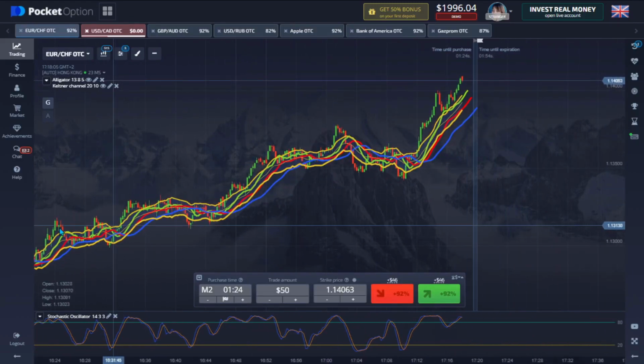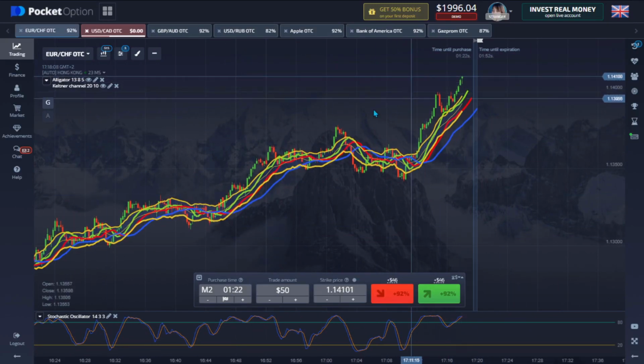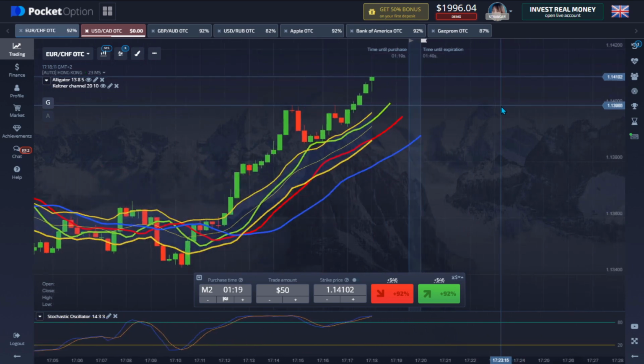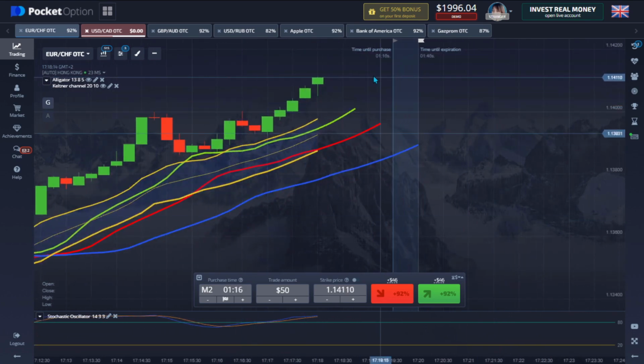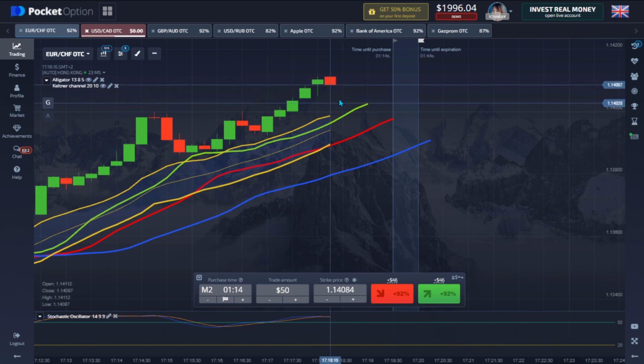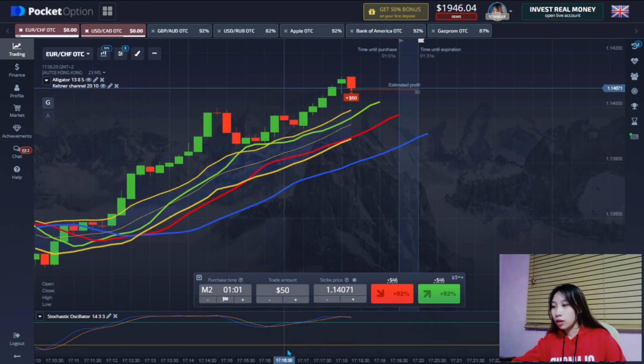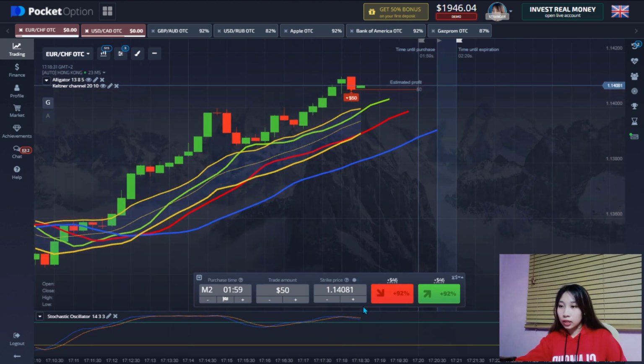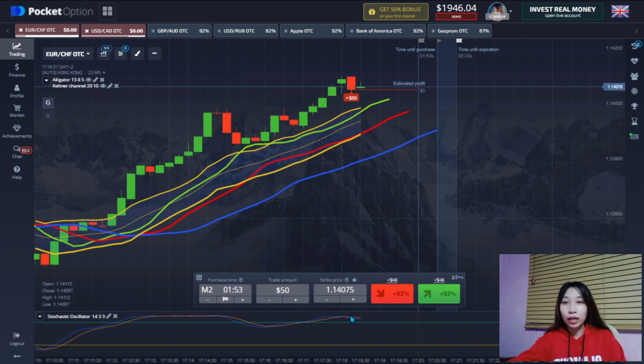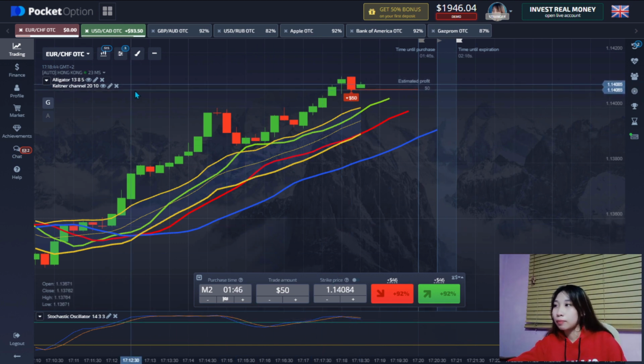Let's see. It's going upwards right now. And you can see here on the Keltner channel that it's above already. So let's put a call option. I think this trend will go down because it reaches already this topmost, and the blue line and the orange line collided already here at the stochastic. So let's wait also for 2 minutes here if we gain a profit.